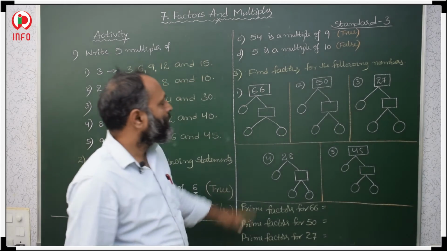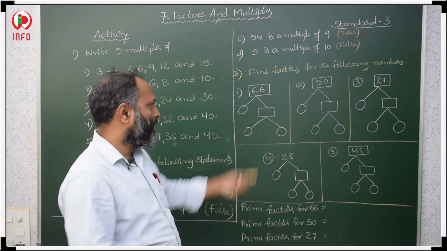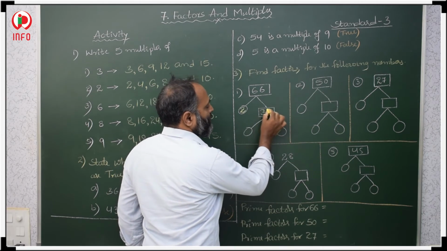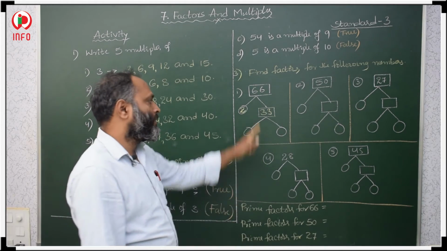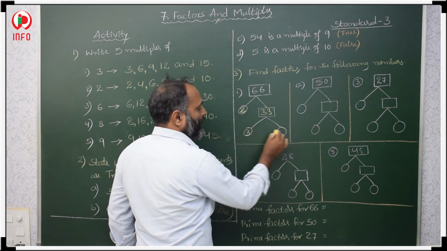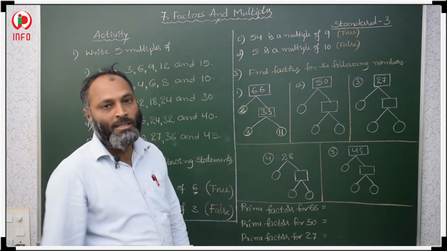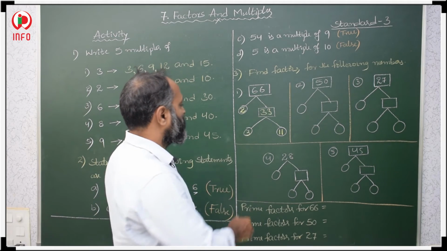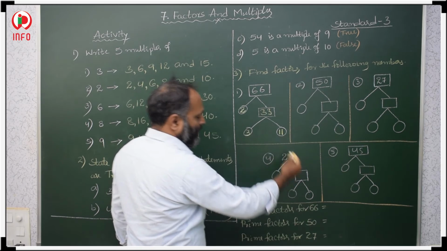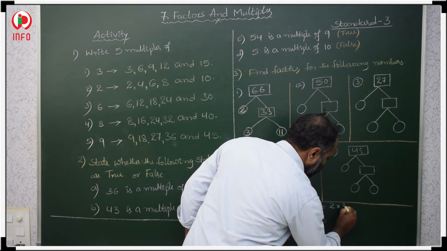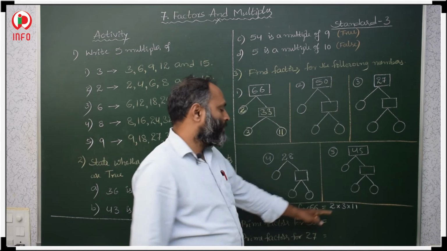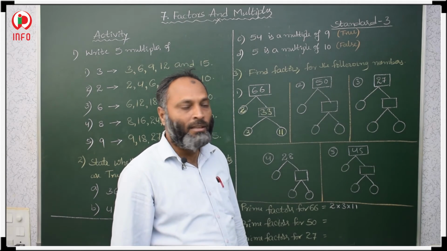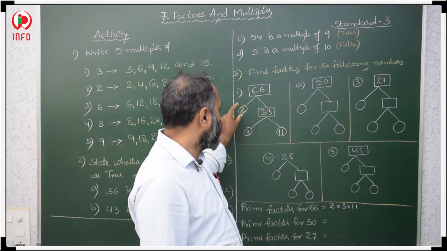Now, see here, we have to fill this first. 66 is an even number, so it is divisible by 2, 2 33s are 66. Then 33 is divisible by 3, 3 11s are 33. Now, he is asking for the prime factors of 66. Prime factors means we have to write 2 into 3 into 11. 2 3s are 6, 6 11s are 66. So, all these numbers we have to write in a circle.